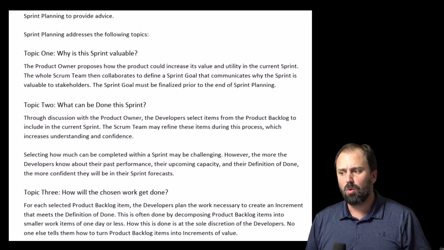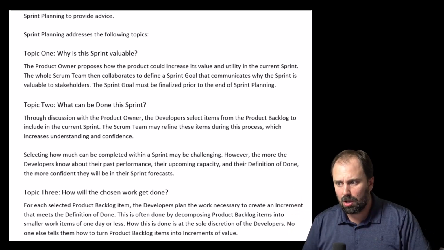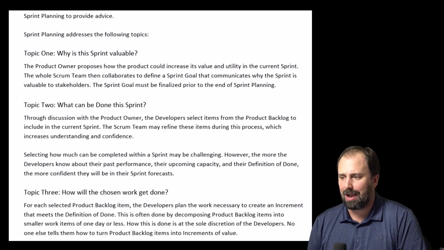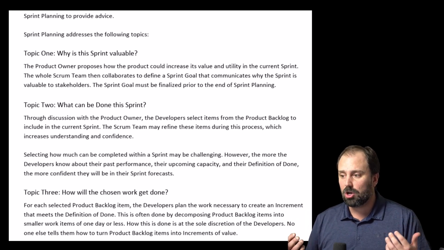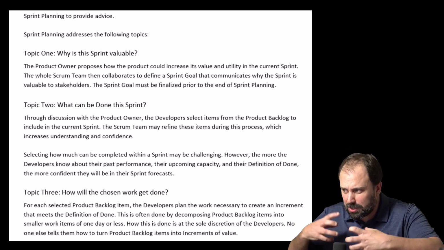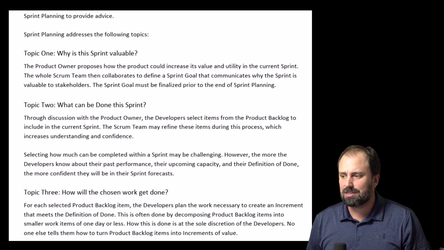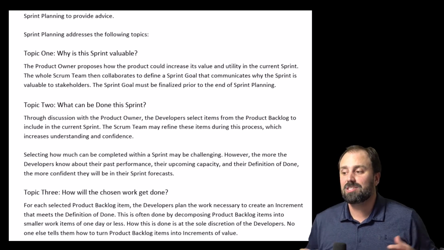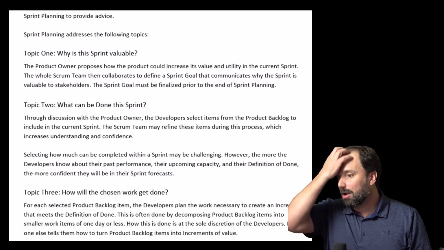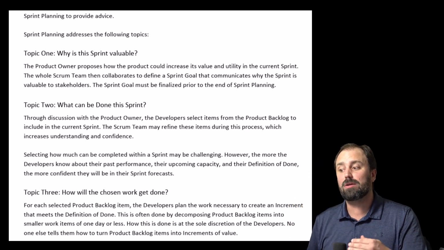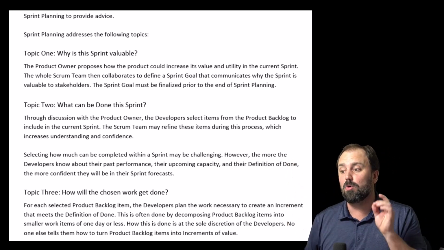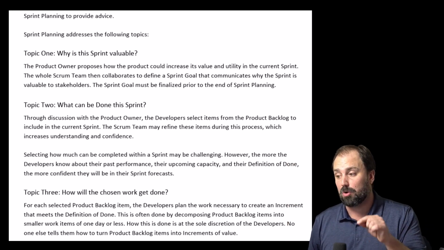Topic 2, what can be done this sprint? Through discussions with the product owner, the developers select items from the product backlog to include in the current sprint. The Scrum team may refine these items during this process, which increases understanding and confidence. Selecting how much can be completed within a sprint may be challenging. However, the more the developers know about their past performance, their upcoming capacity, and their definition of done, the more confident they will be in their sprint forecast.